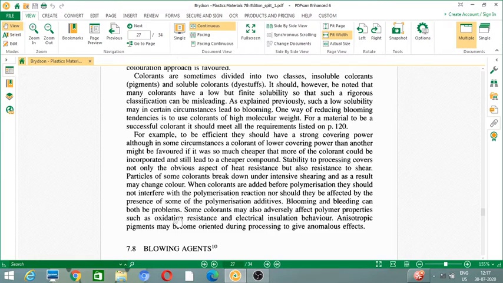Blooming and bleeding can both be problems. Bleeding is like excess of color. Some colorants may also adversely affect polymer properties such as oxidation resistance and electrical insulation behavior. So these two properties, electrical insulation and oxidation resistance, sometimes get affected by colorant. Anisotropic pigments may become oriented during processing to give anomalous effects.